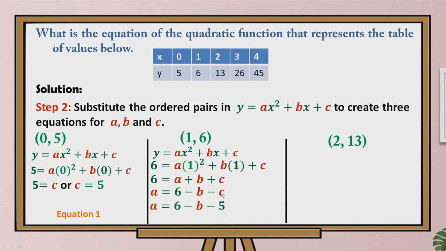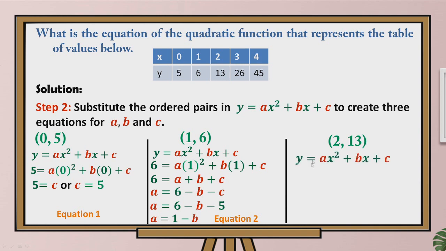Okay? And then since I know that c is equal to 5, which is given by our equation 1, I will just replace c with 5 here para maging simplified yung equation natin dito. And then we will combine 6 and 5, so the result will be 1. And then, this is now my equation 2. I have a equals 1 minus b.